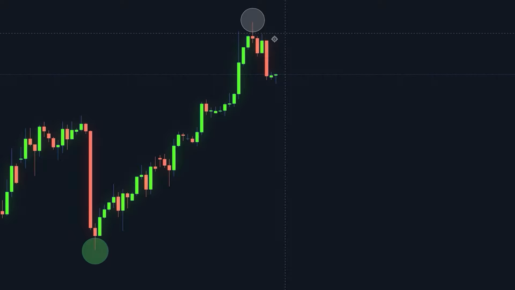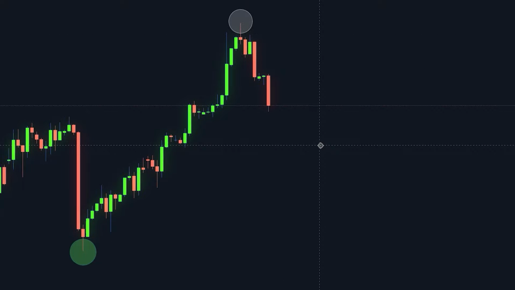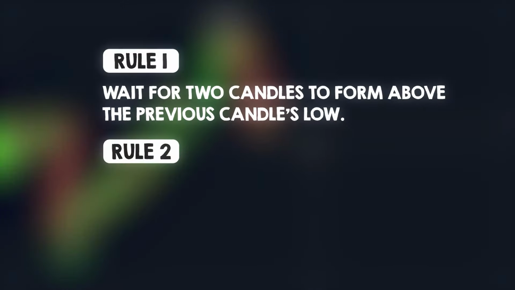Meaning, in our case, we need to find the next possible low to confirm this high. A possible point means the point is not confirmed and it can change anytime. Now let's see how to find the possible low. We have two rules to find a possible low. Rule number 1: wait for two candles to form above the previous candle's low.